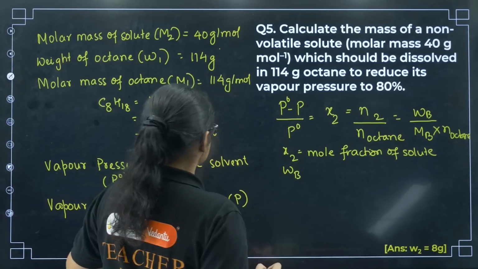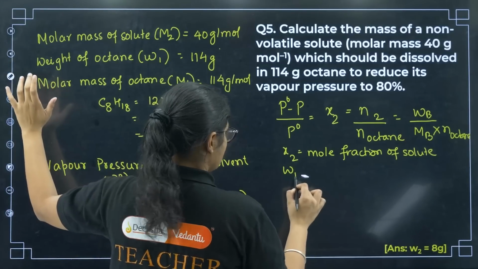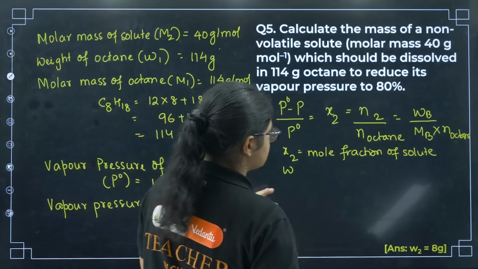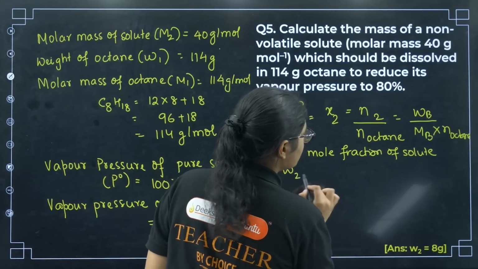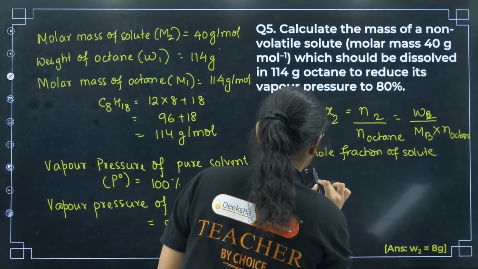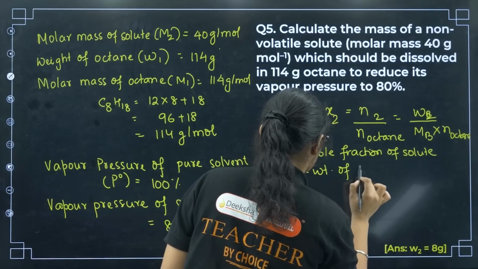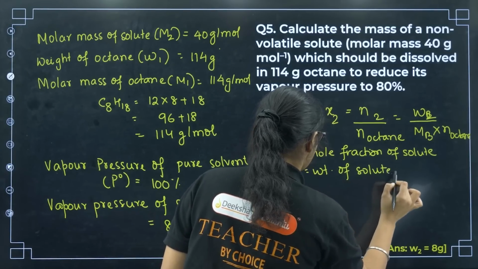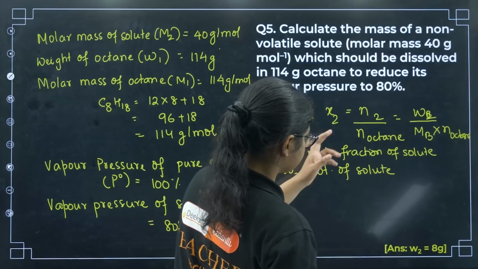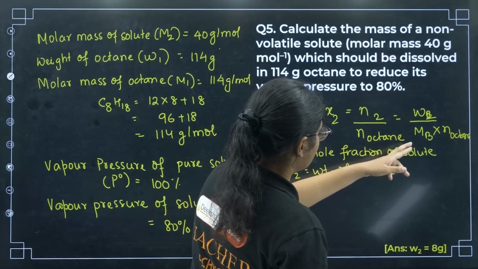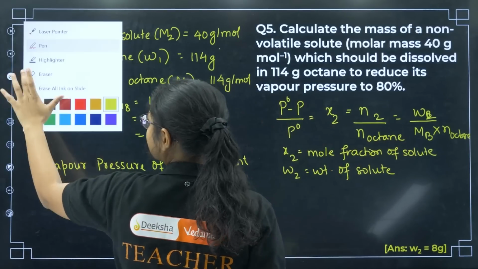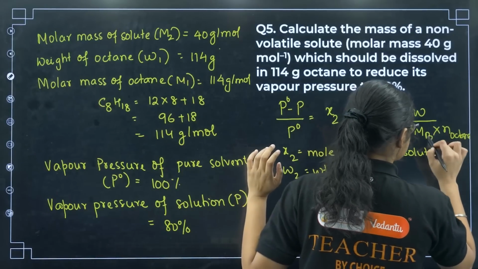Okay, right? So here I will erase this one. So W2, this is also W2, is equal to weight of solute. Okay, next what I have, MB, M2. So this one also I'll change all the notations to 2.